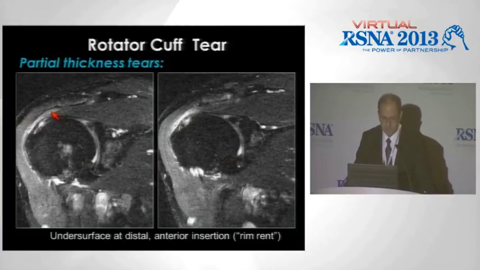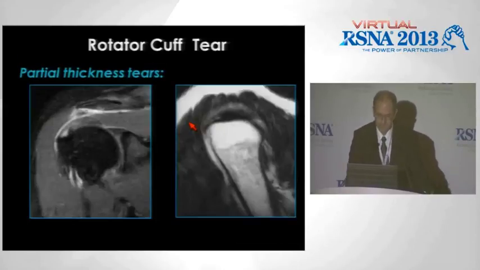Here's a partial thickness tear. You see the bursal side is intact, the undersurface is torn. And you can see that the supraspinatus in this case is thinned diffusely, which I would call attritional wear. The undersurface tear has been called a rim rent tear if it occurs right at the insertion. You have to be aware that the rotator cuff inserts on a footprint. So it's a three-dimensional structure. Here are the deep fibers inserting here. Here's the footprint, and here are the superficial fibers. You have to look at the whole footprint.